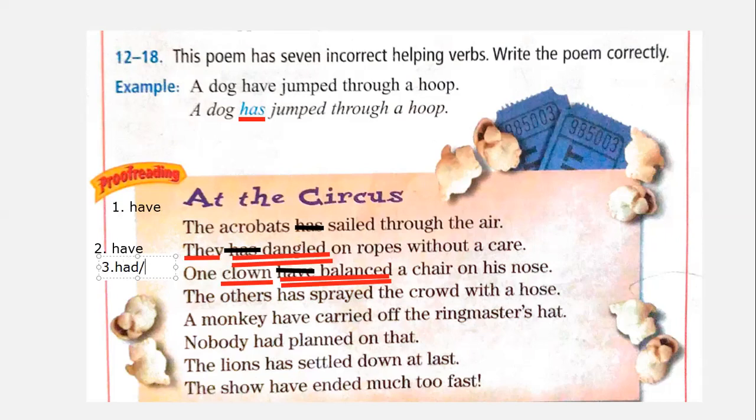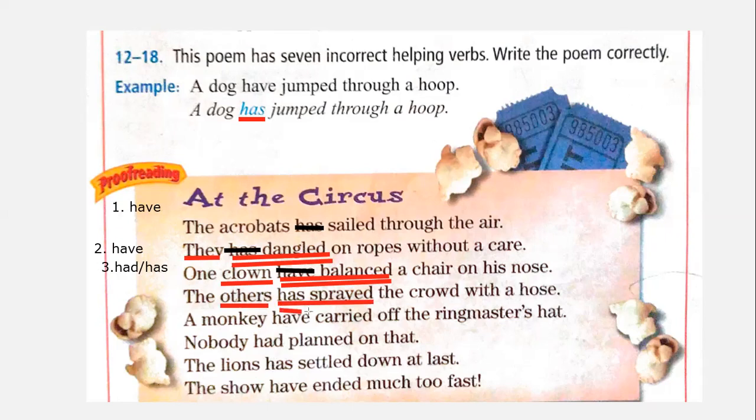What would be another option? Have, yes. And that's a good one. If you said had, don't forget that you can use had with singular subjects or plural subjects, but I don't want you to always use had, okay? Let's try to use has and have as well. Okay, so number 4, the others have sprayed the crowd with a hose. Again, we do the same thing. We identify the subject, others. We identify the verb phrase, have sprayed.